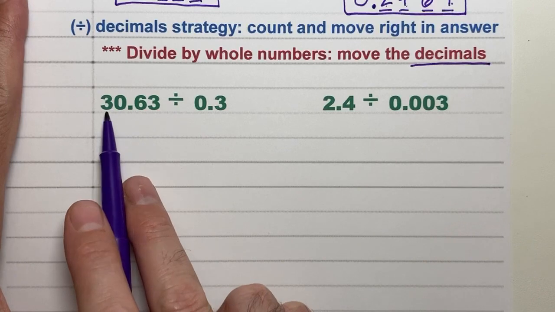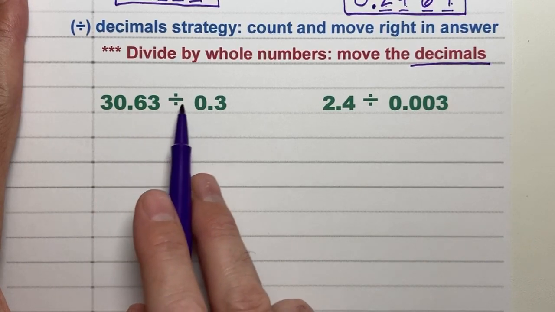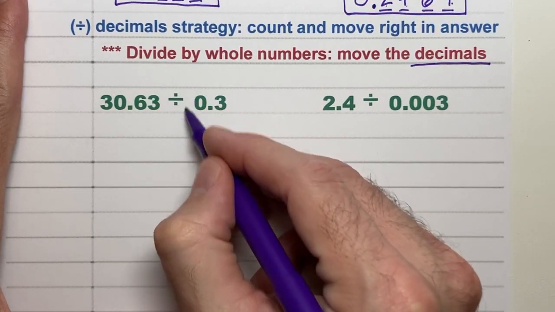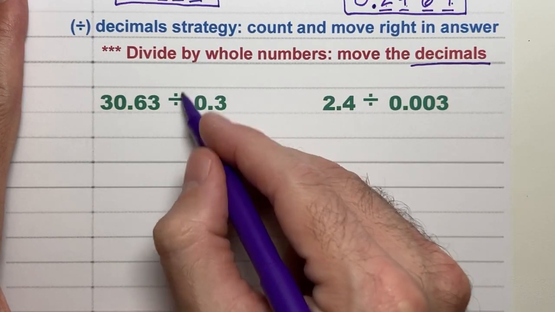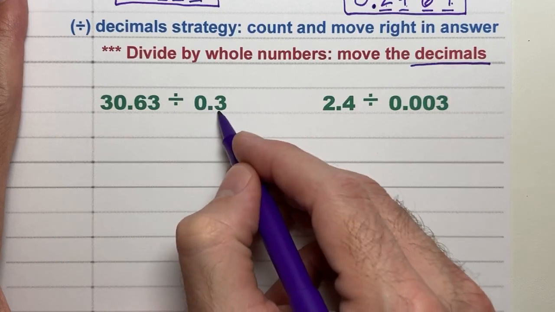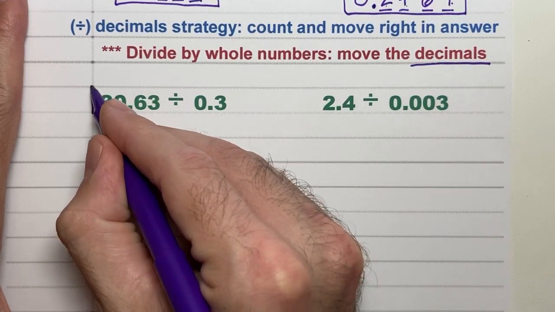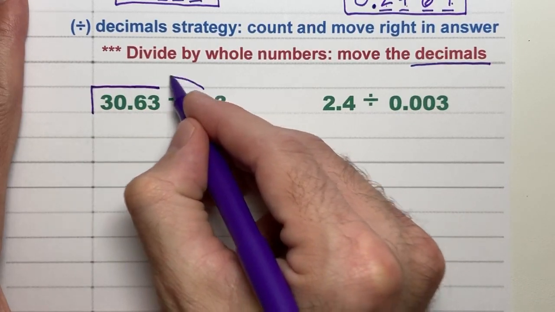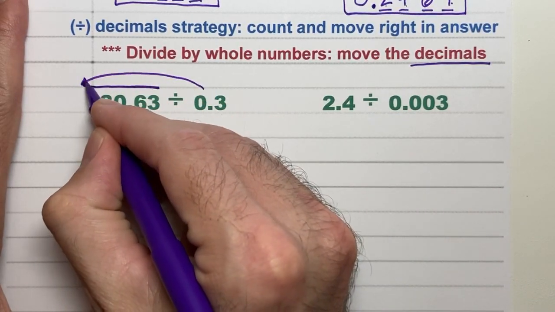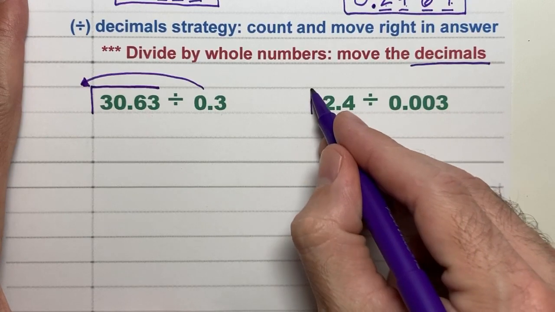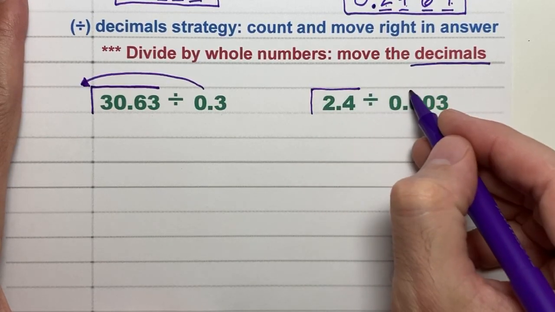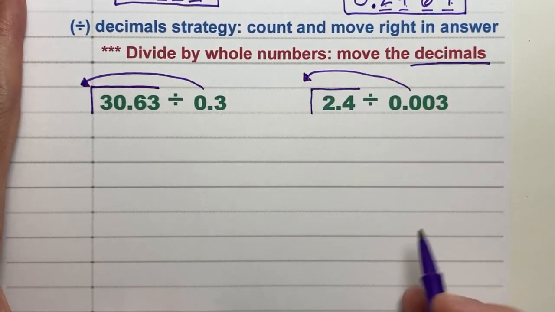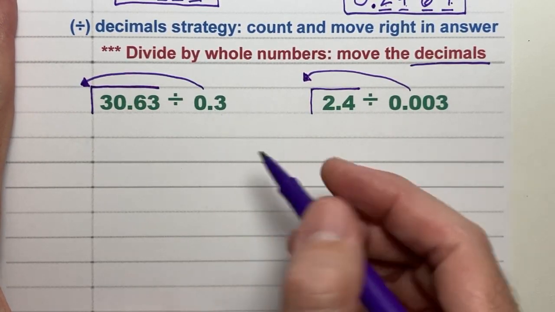So the first number, 30.63, is divided by 0.3. The common mistake students will do is they'll put this inside division. This number is not being divided. The first number is being divided by the second number. So this one's going to go around to the other side. So this expression, when we go to long division, the first number goes inside division, the second number goes outside.